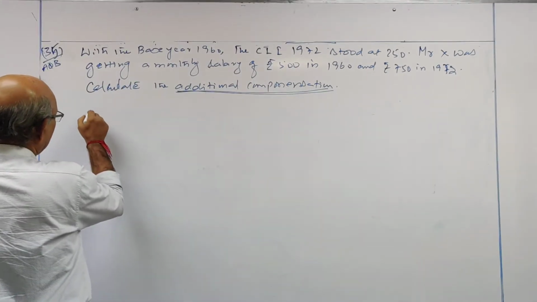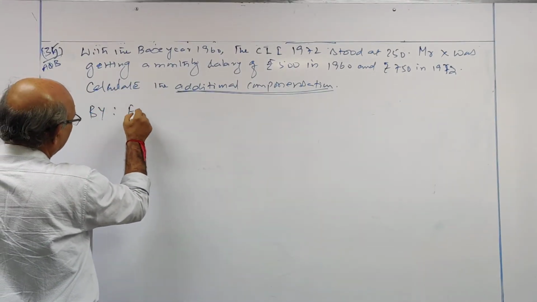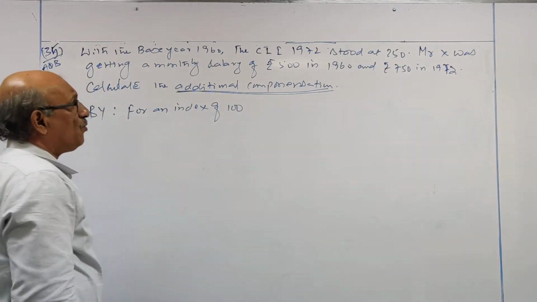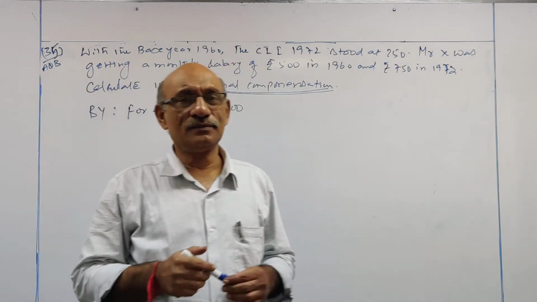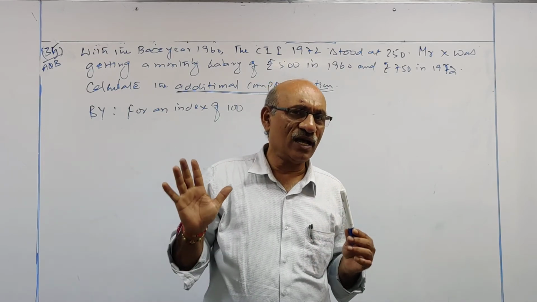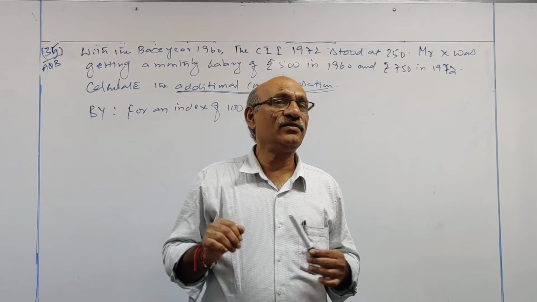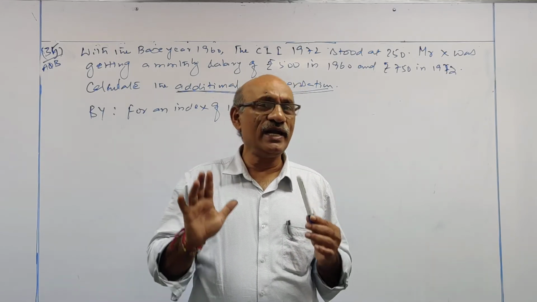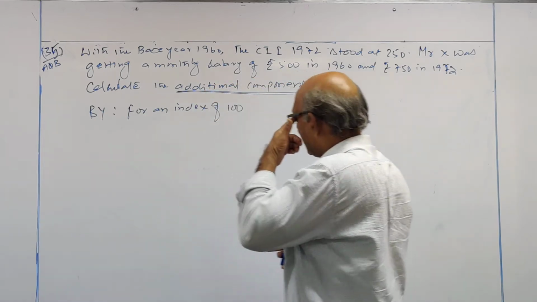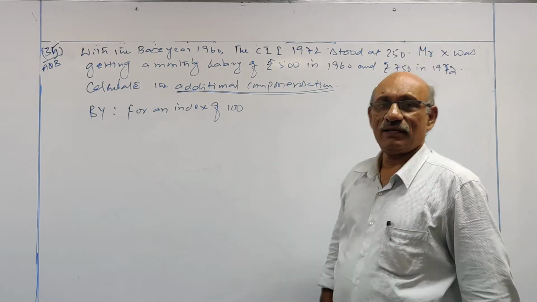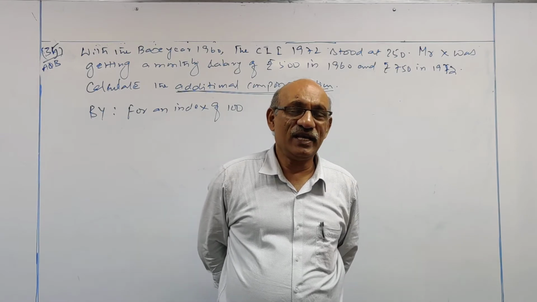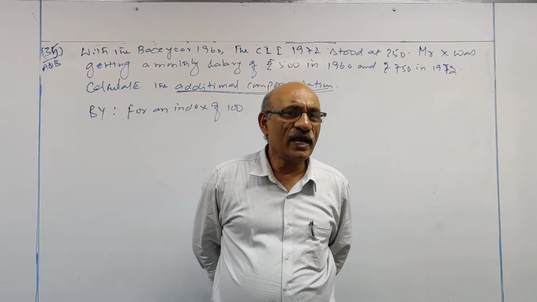Look at this. Base year data I am writing here. For an index of 100, why is the index taken as 100? Unless otherwise stated, the base year index is always taken as 100. Remember this as a rule. Now in the question, the index number of the current year is given, but the index number of the base year is not given, so I have to take it as 100.